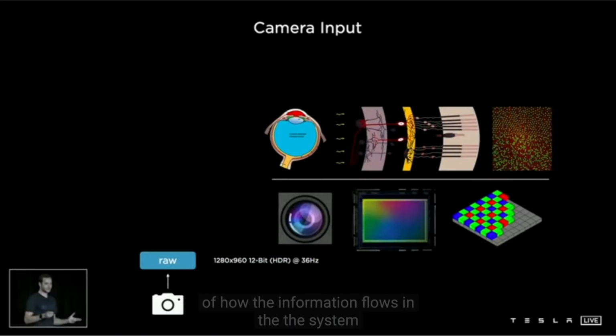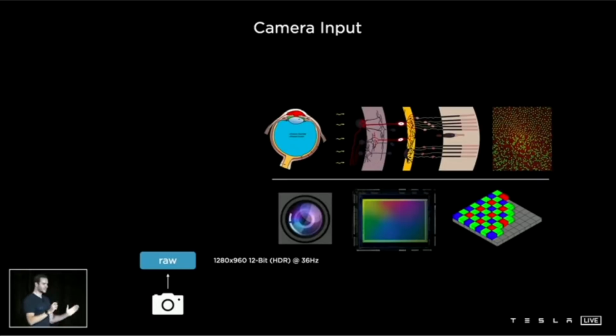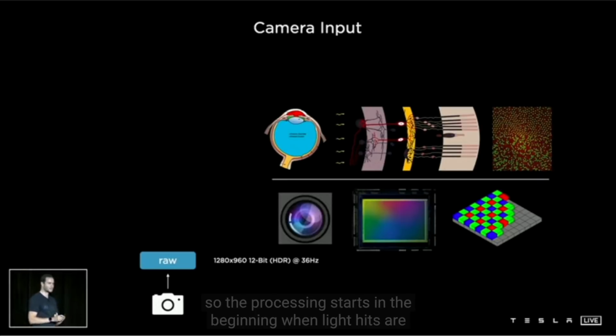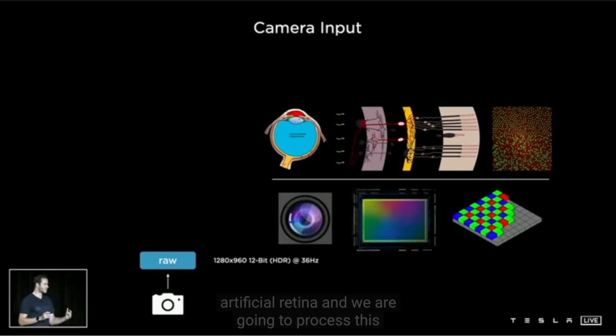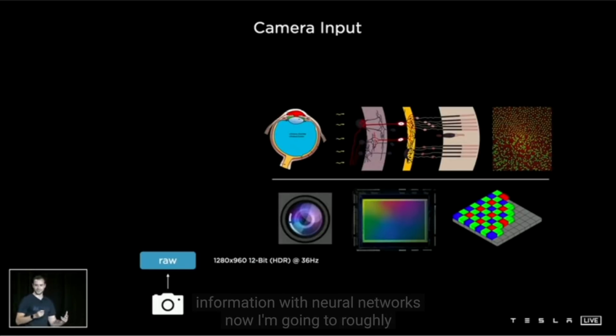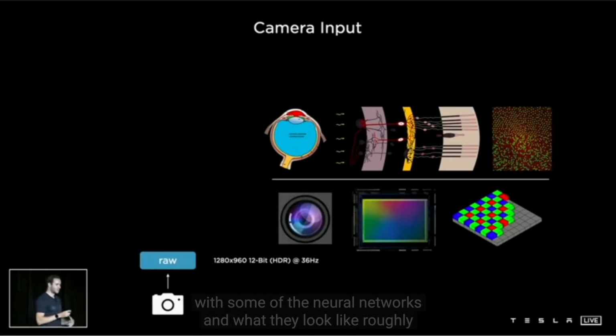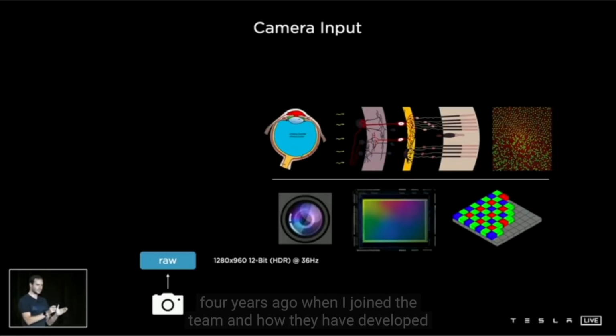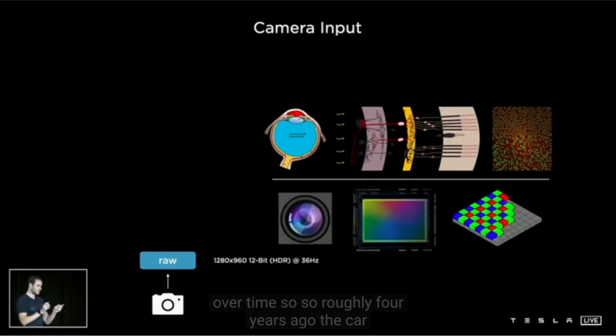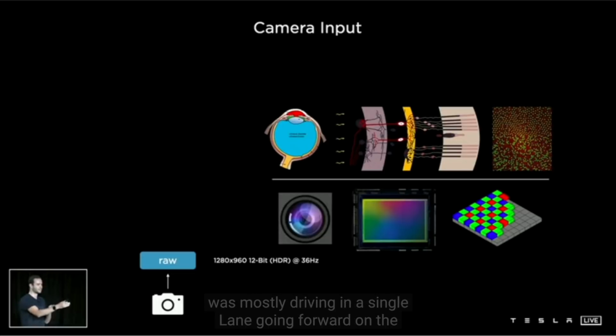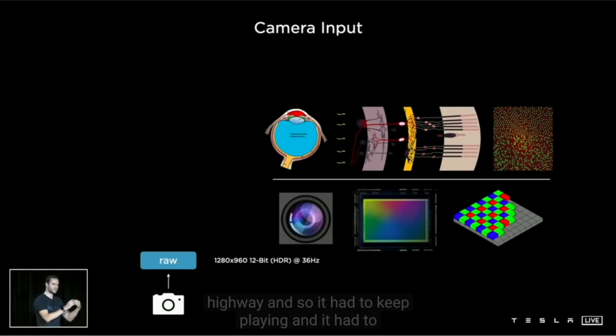So the processing starts in the beginning when light hits our artificial retina, and we are going to process this information with neural networks. Now, I'm going to roughly organize this section chronologically. So starting off with some of the neural networks and what they looked like roughly 4 years ago when I joined the team, and how they have developed over time. So roughly 4 years ago, the car was mostly driving in a single lane going forward on the highway. And so it had to keep lane and it had to keep distance away from the car in front of us. And at that time, all of processing was only on individual image level.